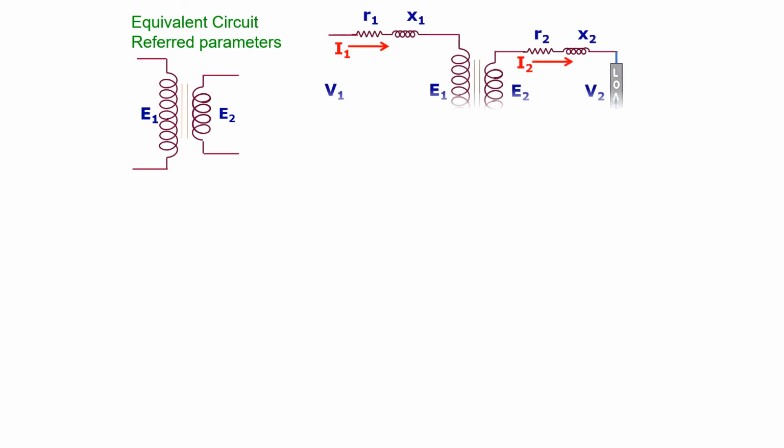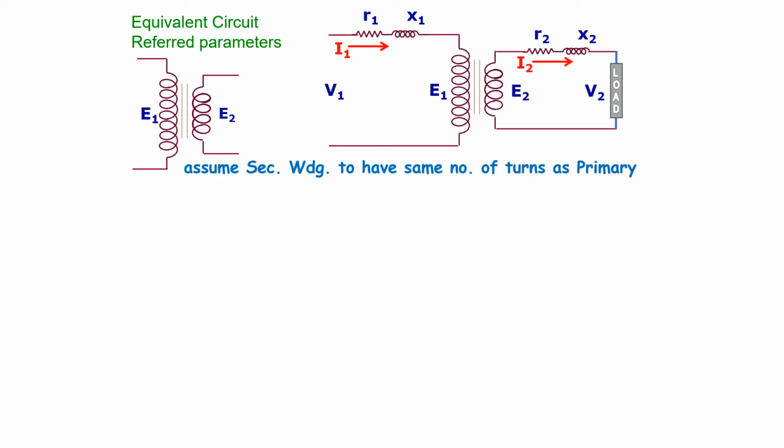We will now learn about the referred parameters in the equivalent circuit. The primary and secondary winding parameters are shown separately. Let us assume the secondary winding to have the same number of turns as the primary. That is, the secondary winding is referred to the primary side.